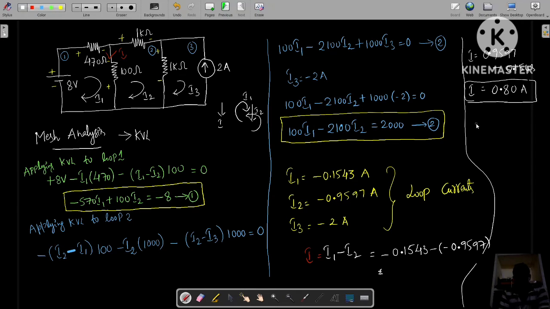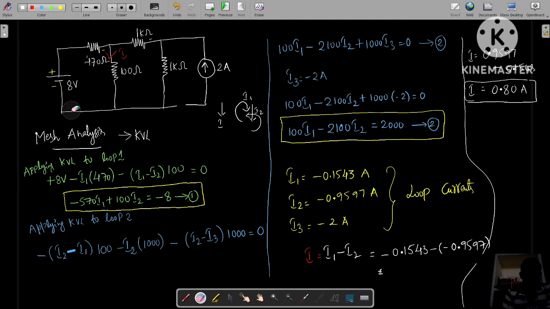Okay. In this way we can find the current flowing through a particular resistor using mesh analysis. Now we will take the same circuit and do the nodal analysis. Okay, let me select this diagram and cut it in the next page. Before that, let me erase loop currents. So I will take the same circuit, but now I will apply nodal analysis.